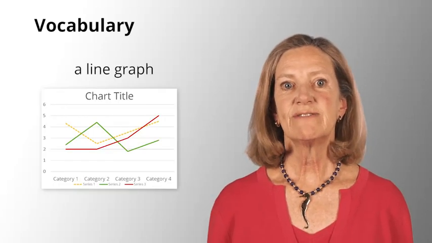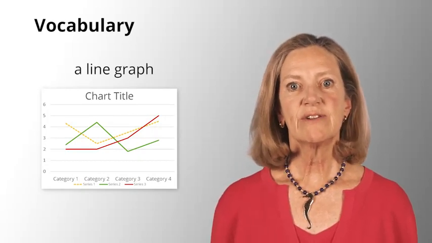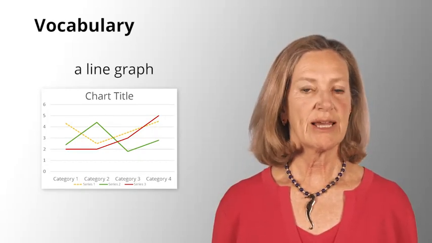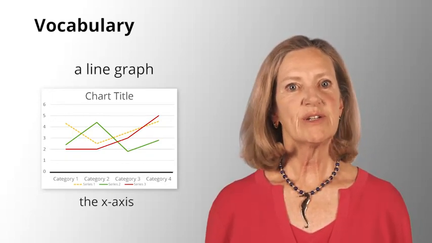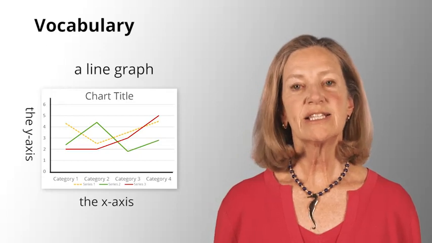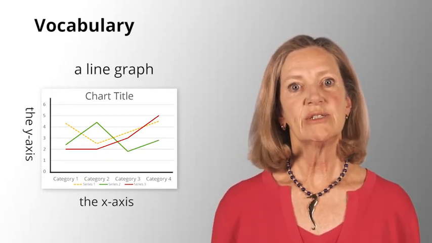A line graph is a diagram that shows the relationship between two sets of numbers, for example, how something changed over time. The x-axis is the horizontal line of a graph. The y-axis is the vertical line. On the graph, we usually use a line to show changes.